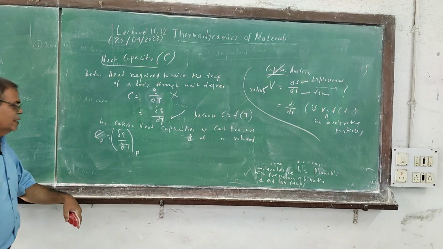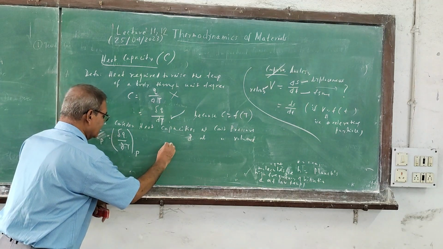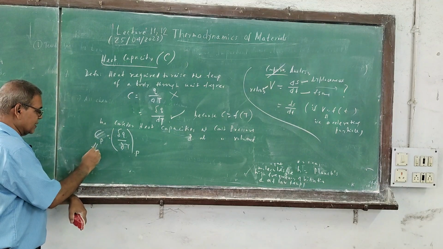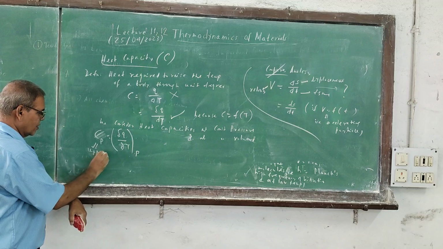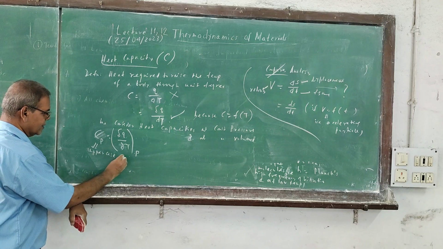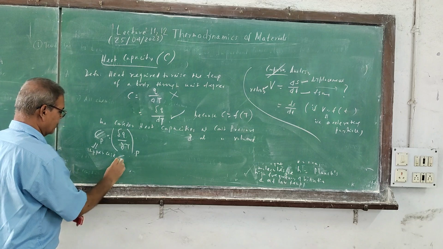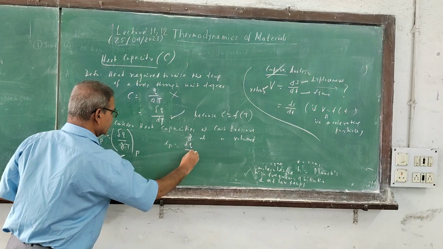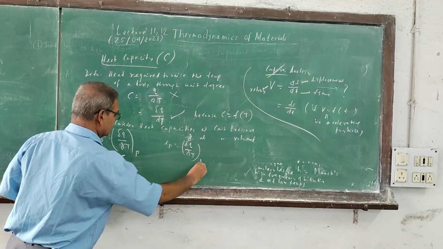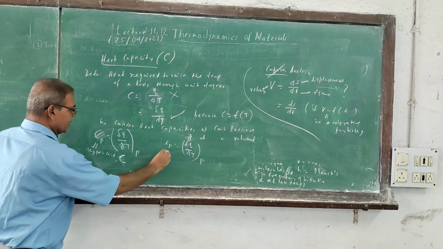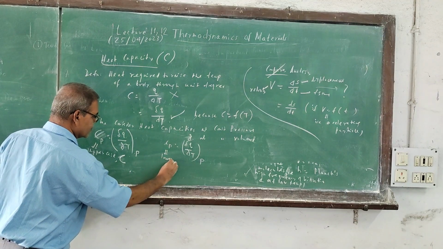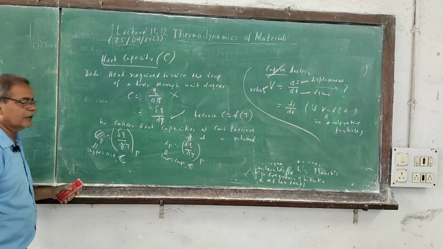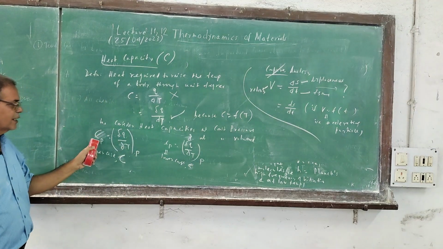This is the definition. Now I am writing. This is uppercase C, and this is lowercase c. Cp is also del Q. What is the difference between the uppercase and lowercase c?